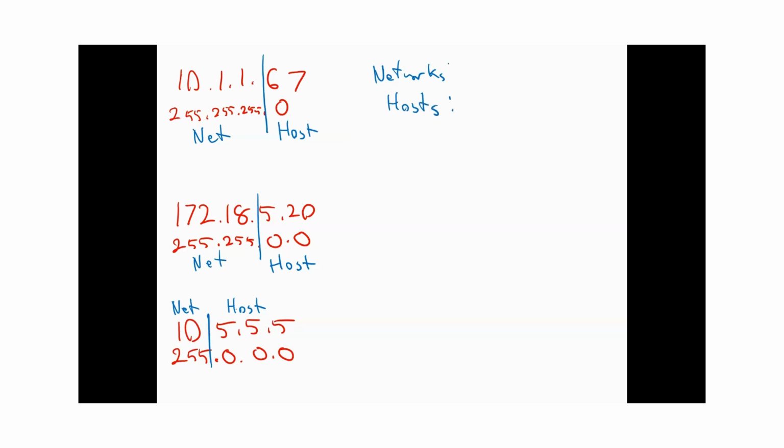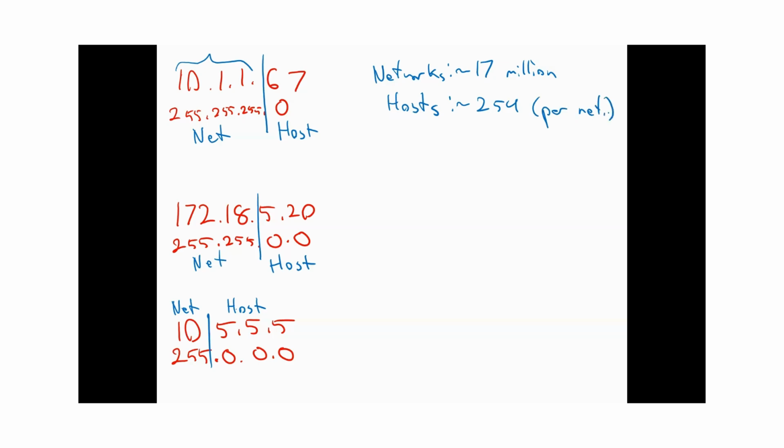If I look at this first example, the 255.255.255.0, I could say that I could create roughly 17 million networks with 3 octets, and have technically 254 hosts per network. That's per network.